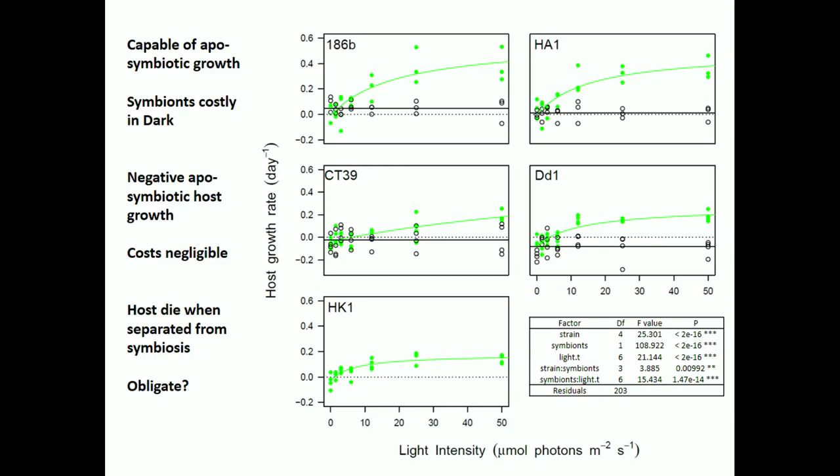But as we move down and look at some different strains, they're not so well able to survive without their symbionts, so they have some negative growth rates. And this strain in particular at the bottom, this HK1, you just can't grow it without its symbionts. You remove them and they basically die within 4 or 5 days. So we're confirming what we saw in the previous paper to an extent, but there is some variation in hosts' ability to survive without their endosymbionts.